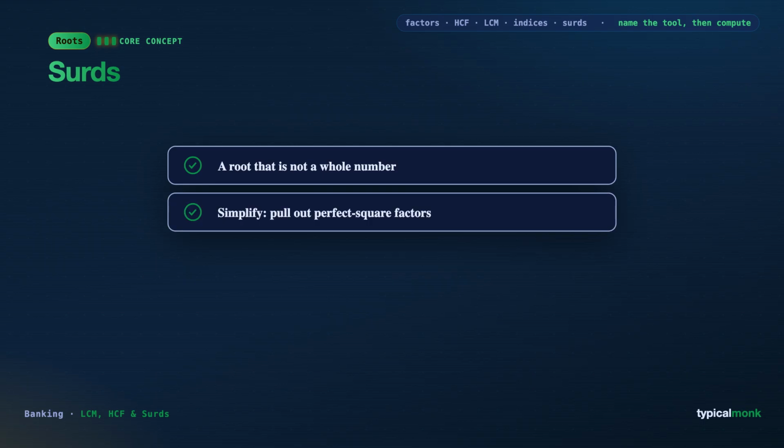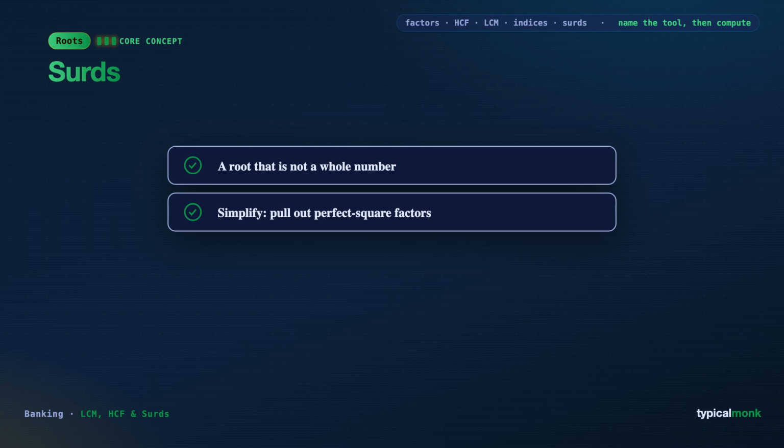The first skill is simplifying a surd by pulling out any perfect square factor hidden inside it. Take the square root of 12. Since 12 is 4 times 3 and 4 is a perfect square, the square root of 12 equals the square root of 4 times the square root of 3, which is 2 times the square root of 3.